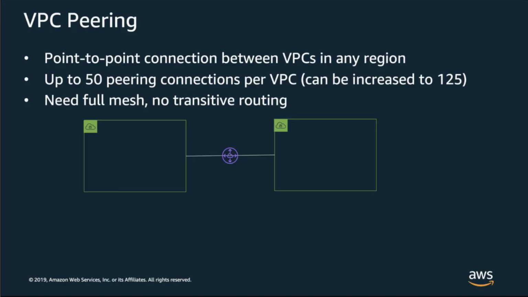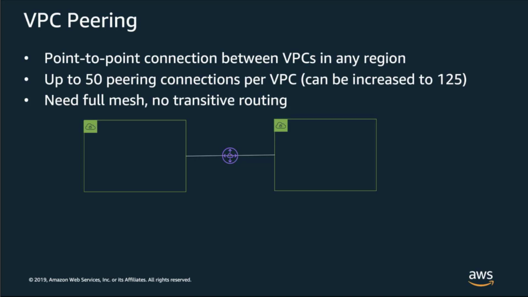For VPC peering, this is probably one of our technologies that's been around the longest for connecting VPCs. It's a point-to-point connection between VPCs, and recently we've added that to be in any region. So you can have this global infrastructure and interconnect your VPCs, which works really great. And it is fairly simple to set up between two VPCs. We just modify a route table on both VPCs and point the target at the peering connection. And we can have up to 50 peering connections within a VPC, and that can easily be increased up to 125.